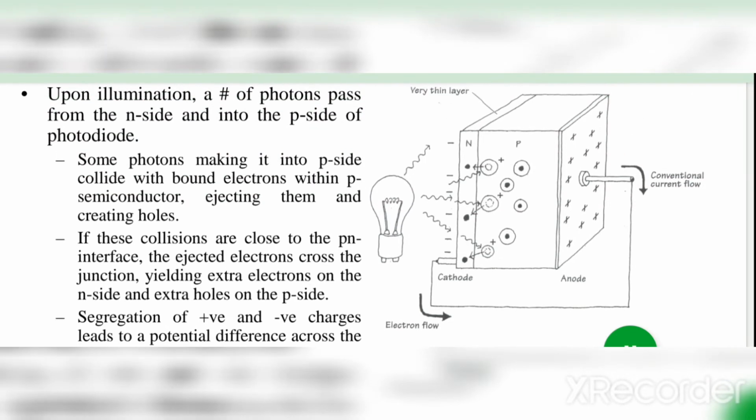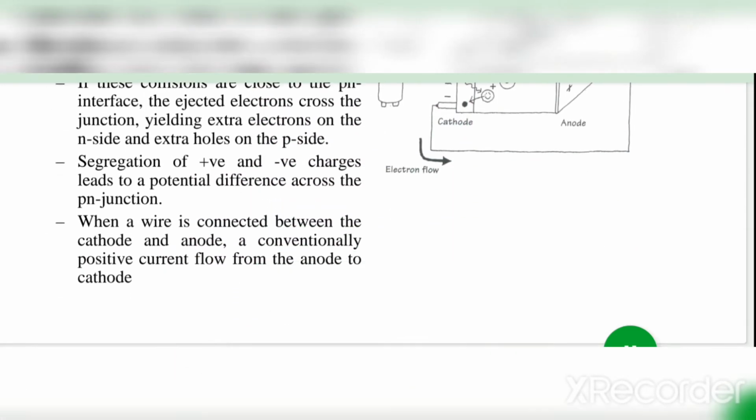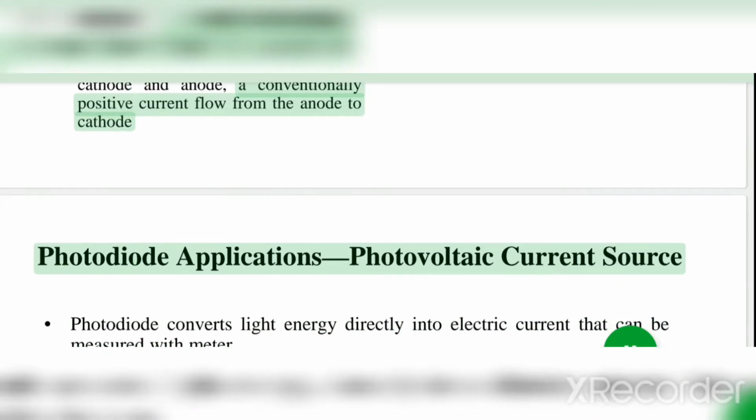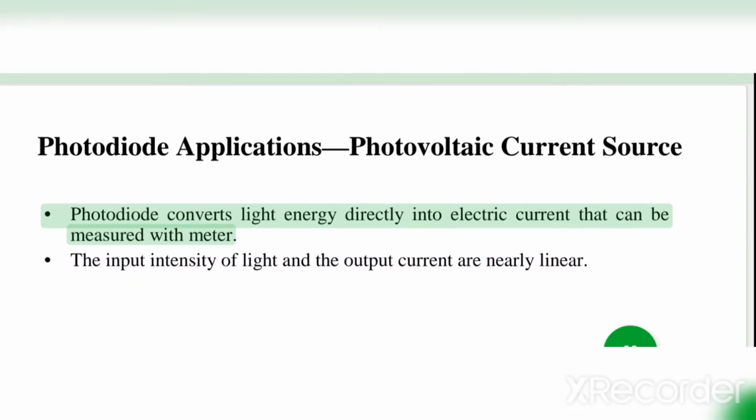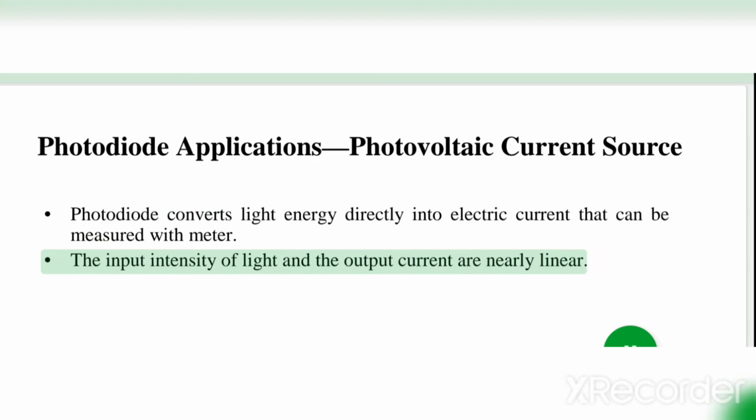Photodiode applications. Photovoltaic current source. A photodiode converts light energy directly into electric current that can be measured with a meter. The input intensity of light and the output current are nearly linear.